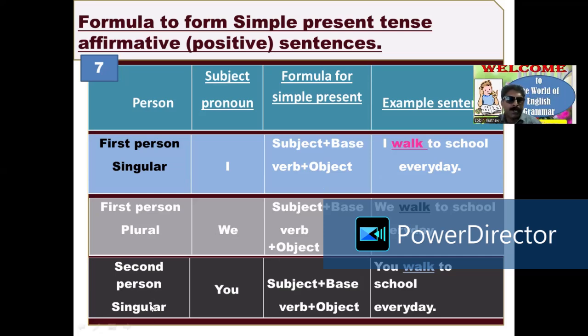Next, we have second person singular. Second person singular is you. The formula is subject plus base verb plus object. For example, you walk to school every day. Here the subject is you, plus base verb walk, plus object to school every day.